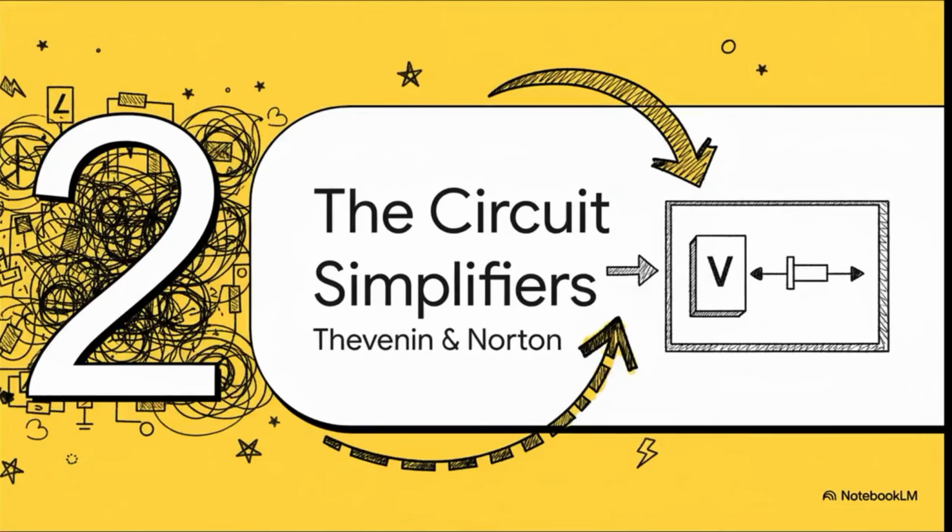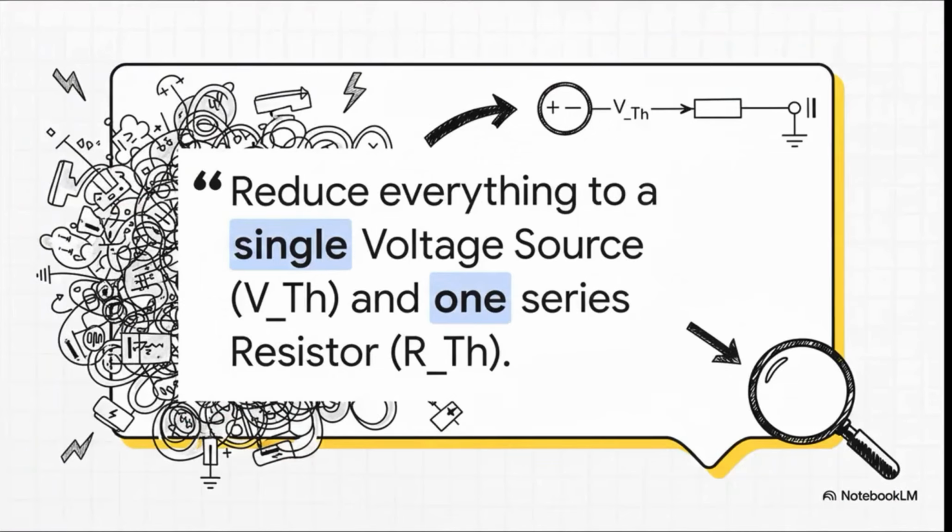Okay, let's move on to our next set of tools. If nodal and mesh are your workhorses, you can think of Thevenin and Norton's theorems as the smart cuts. They are specifically designed to take a complex, messy part of a circuit and reduce it down to something incredibly simple. The whole philosophy behind Thevenin's theorem is captured perfectly by this idea right here. When an exam question only asks about a single component, what we call the load, why on earth would you solve for everything else? Thevenin lets you surgically remove all that complexity and focus only on what actually matters.